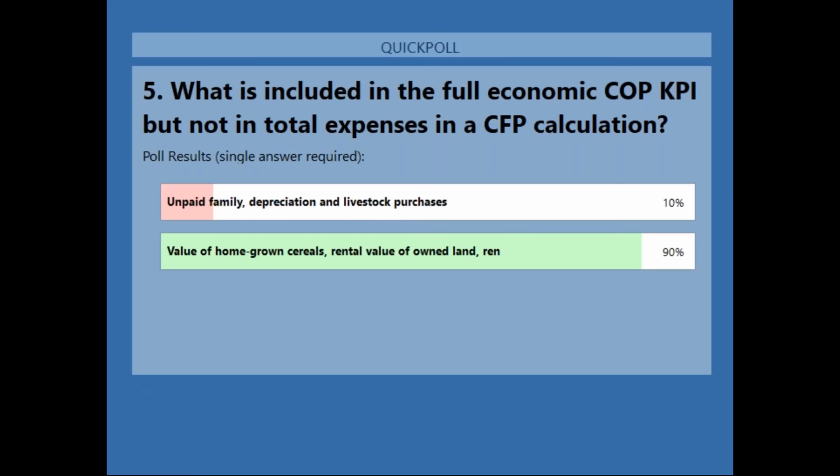There we go. Brilliant. That's really good, because the majority of you got it right. It is the value of homegrown cereals, rental value of owned land. Basically, in full economic cost of production, we want to include everything, because it allows you to compare across different systems and farm types, whether you're tenanted or owner occupier. So if you include those values of homegrown cereals and proteins and the rental value of owned land, you're able to do that.